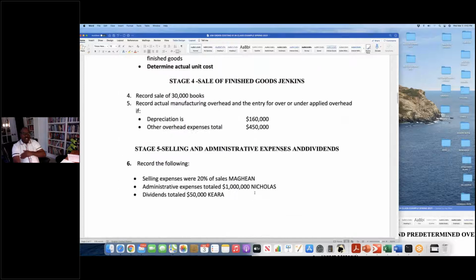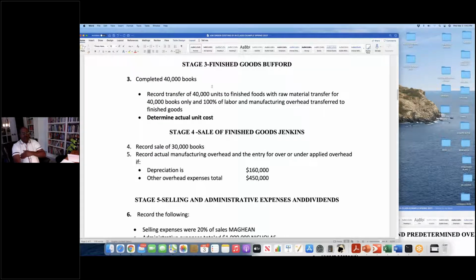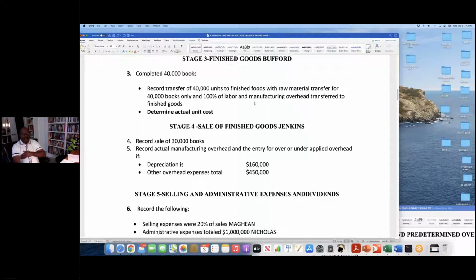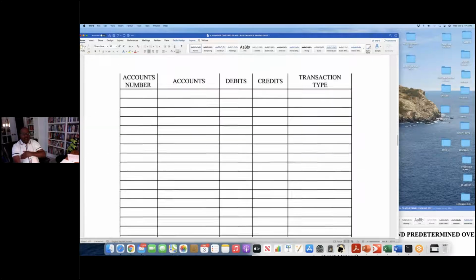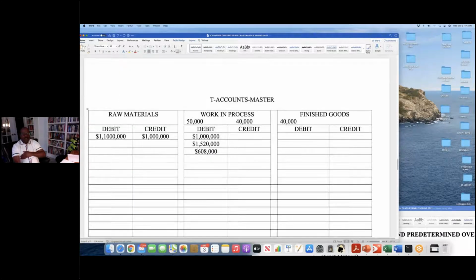So the journal entry says to record the transfer of 40,000 units, with raw materials for 40,000 books and all of the labor and overhead. So what it's telling you to do to make a journal entry is that only 40% of the raw materials, this top cost, is going to be transferred out, but all of the labor and all the overhead, because these people have been paid and the overhead's been incurred. So the fact that you didn't make enough books doesn't matter.